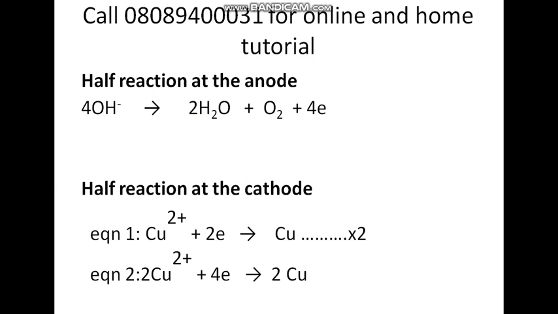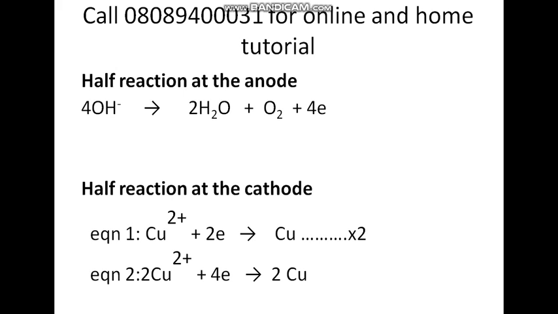Since hydroxy ion loses 4 electrons at the anode, copper 2 ion must gain back the 4 electrons. Hence, equation 1 on the tutorial board is multiplied by 2 to give equation 2, in which 2 moles of copper ion plus 4 moles of electron gives 2 moles of copper element.